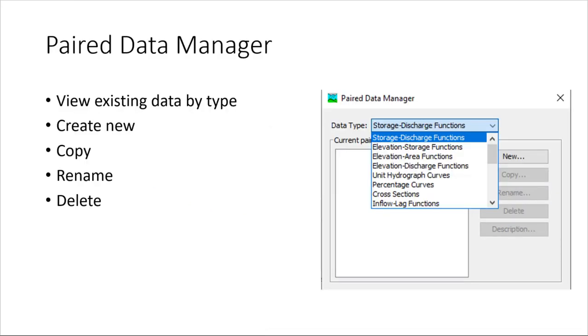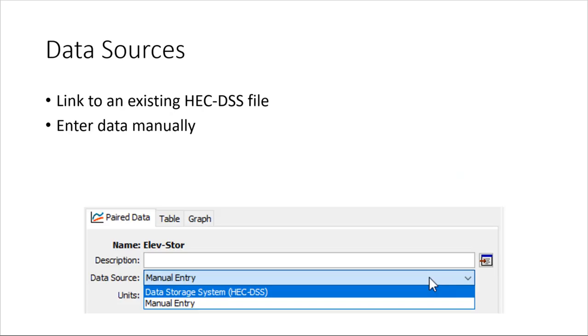The Paired Data Manager has all the functions you need for managing all of the paired data in your project. You can view all of the existing data by type, and you can toggle through the various types in the Data Type menu. You can create new ones, as we've seen before. You can also create new ones by copying existing ones using the Copy button. There's also functions for renaming and deleting these, and for editing the descriptions for each of the paired data.